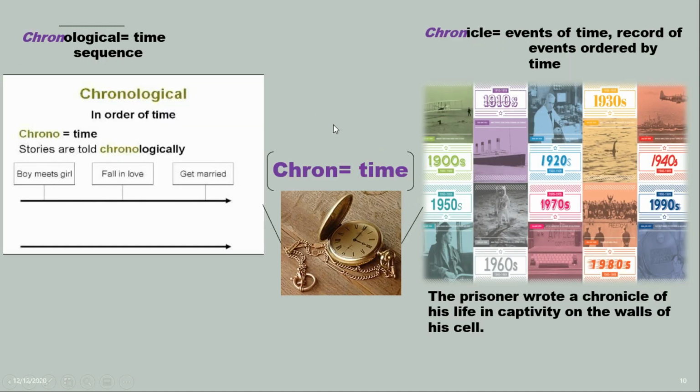Next, root word is chron, which means time. Chronological means time sequence. Chrono means time. Stories are told chronologically. First boy meets girl, then he falls in love, and then he gets married. This is a sequence. Next, chronicle means events of time, record of events ordered by time. For example, the prisoner wrote a chronicle of his life in captivity on the walls of his cell. Let us look at two different meanings again. Chronological, time sequence. Chronicle, events of time, record of events ordered by time.